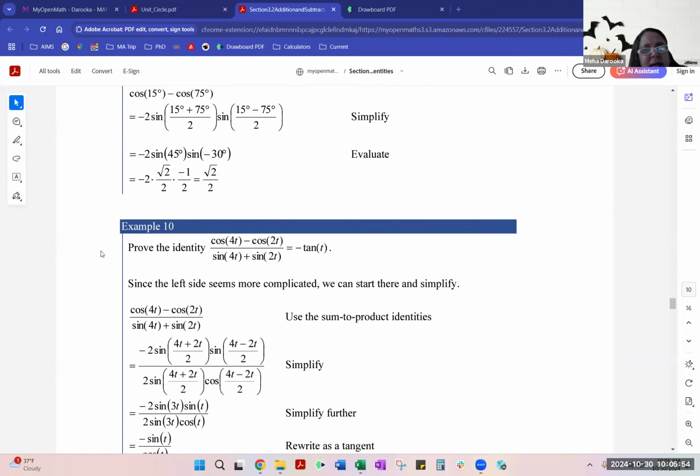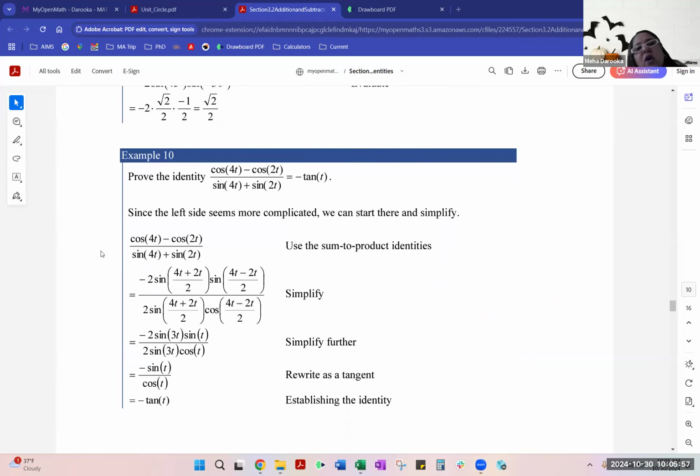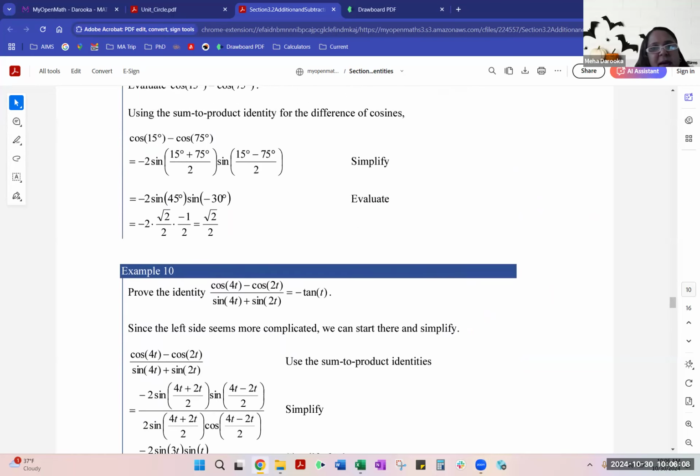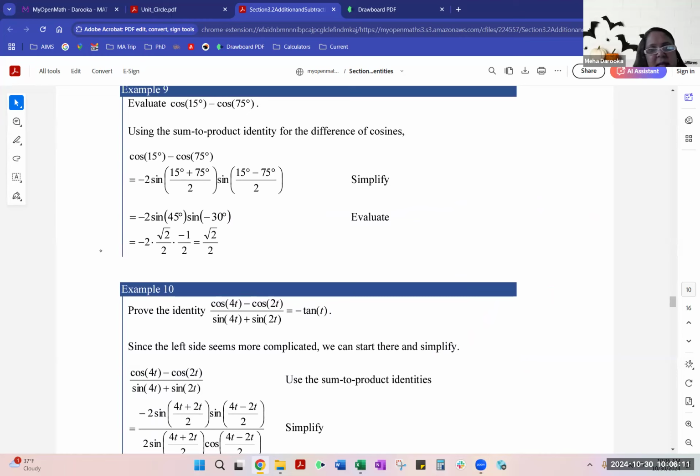So you can see how on example number 10, we have cosine of 4t minus cosine of 2t, and that whole thing is being divided by sine of 4t plus sine of 2t. So of course, cosine of 4t minus 2t, kind of the same thing we did in example 9. So you will see this will break down into -2. So you've got -2 here, sine of 4t plus 2t, which of course will add up to 6t. 6t divided by 2 will give us 3t. And then sine of 4t minus 2t will of course be 2t divided by 2, which will end up giving you just a single t.